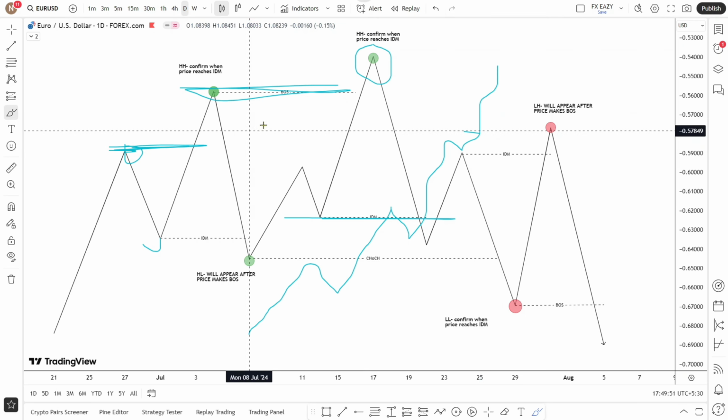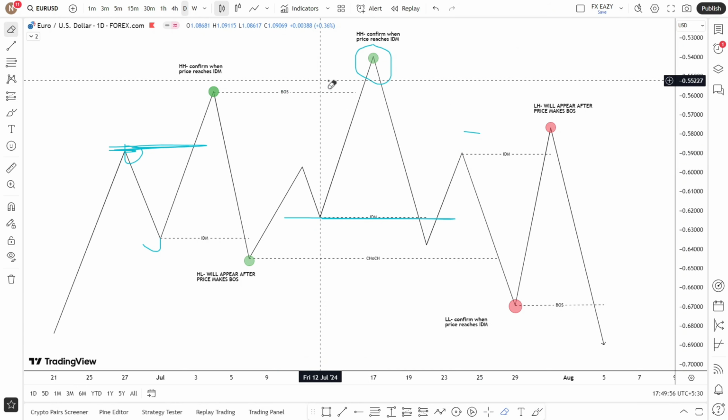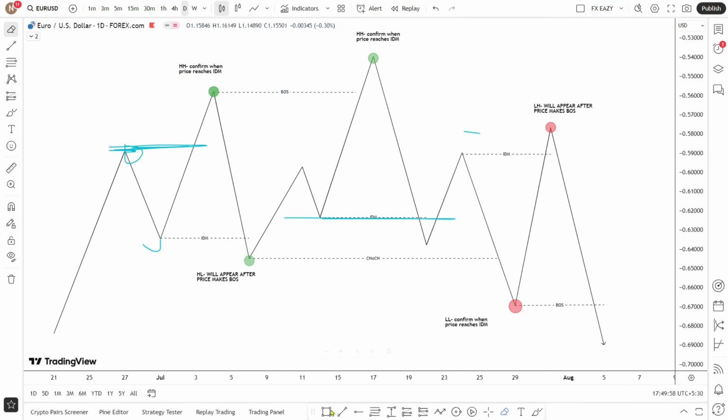See, let me repeat it once more. Let me remove it from here. See, whenever inducement happens, then our higher high is confirmed, and whenever the BOS forms after that, then our higher low point is confirmed in an uptrend.